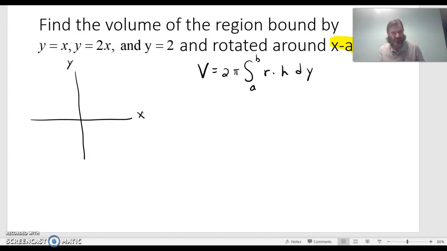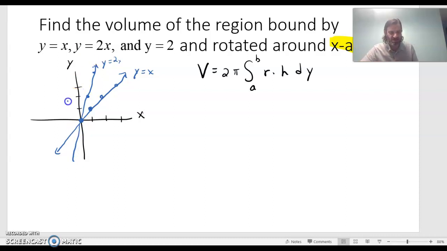So y equals x is a straight line with a slope of 1. It goes through 0, 0, 1, 1, 2, 2, 3, 3, and down through the negative side as well. I don't know if we need it, but this would be our y equals x. And then the next one, y equals 2x, is a straight line but with a slope of 2, so a little bit steeper.